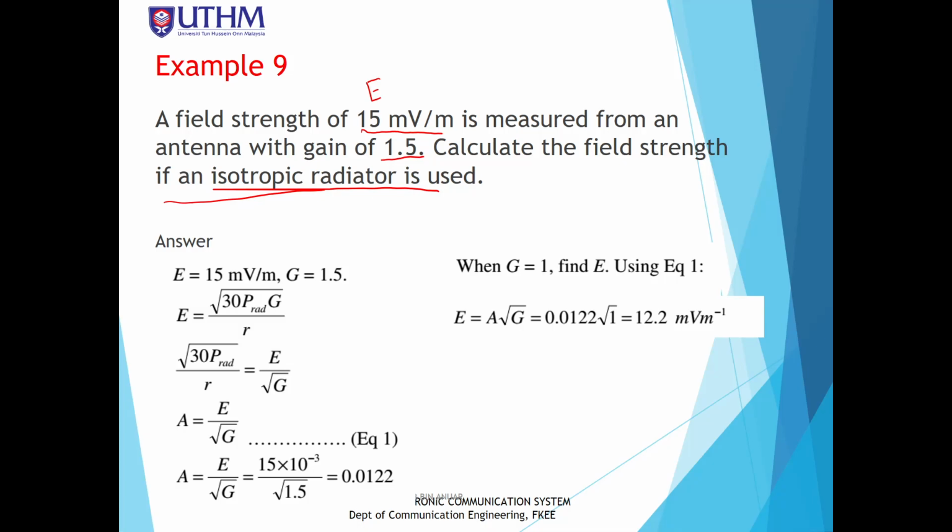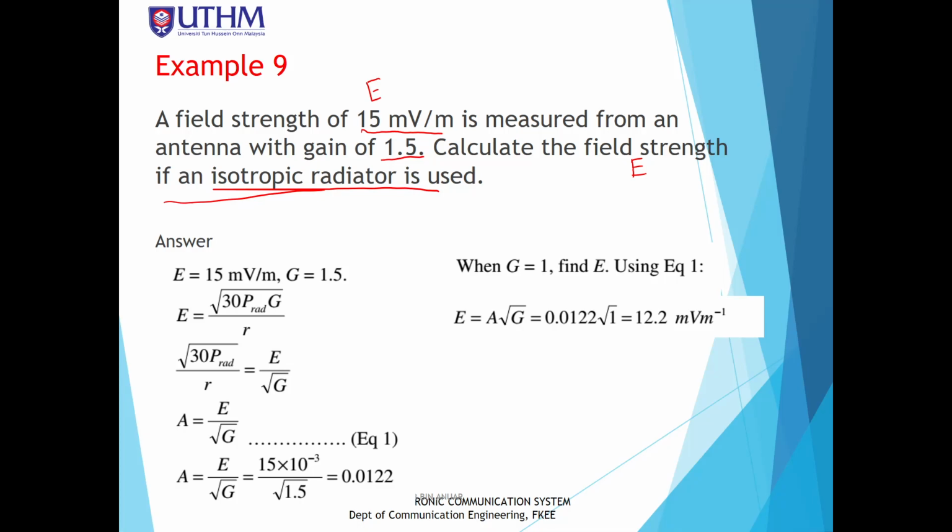Calculate the field strength. Calculate the E field if we use an isotropic radiator. Okay, macam mana kalau kita gunakan isotropic radiator? So now the question said that originally we have a real antenna, given the E field, given the antenna gain. Now, let's say we change it to an isotropic radiator. How much would be the E field?